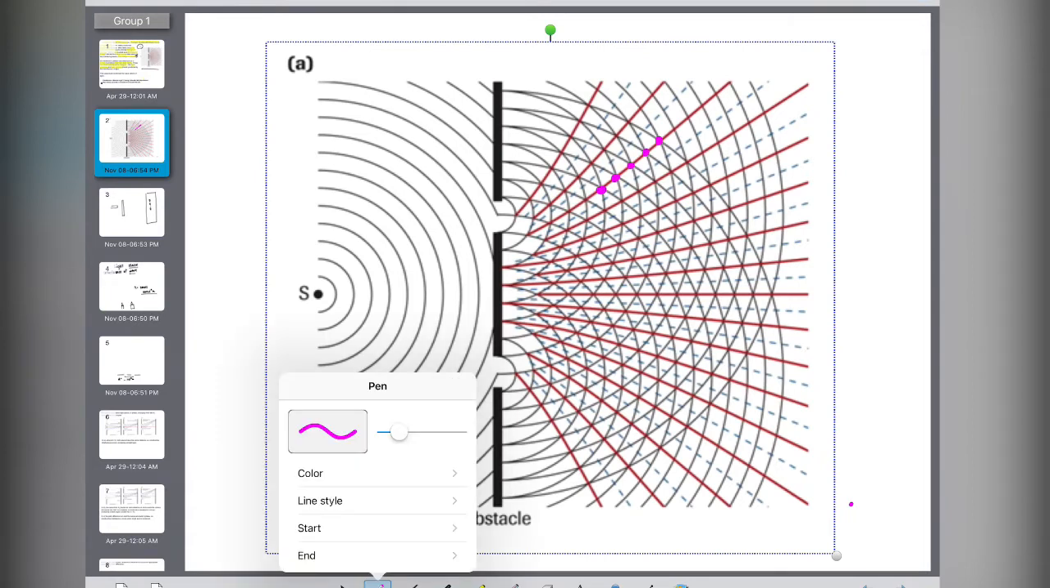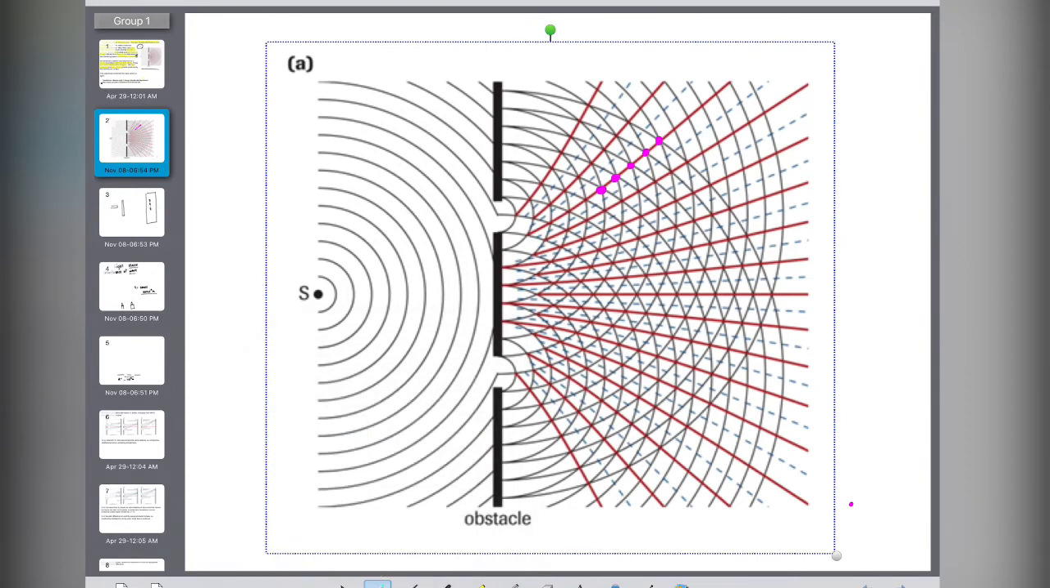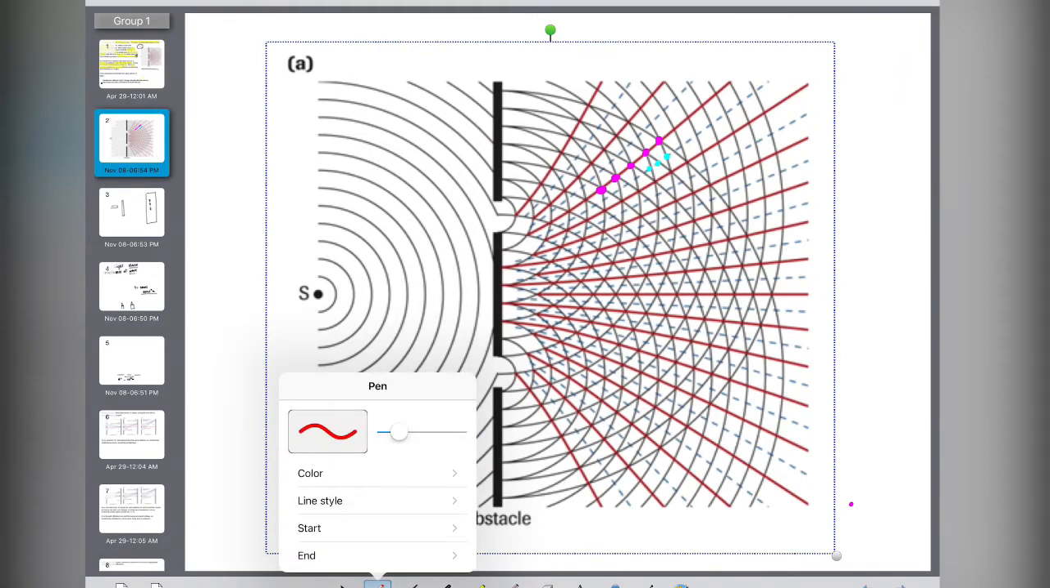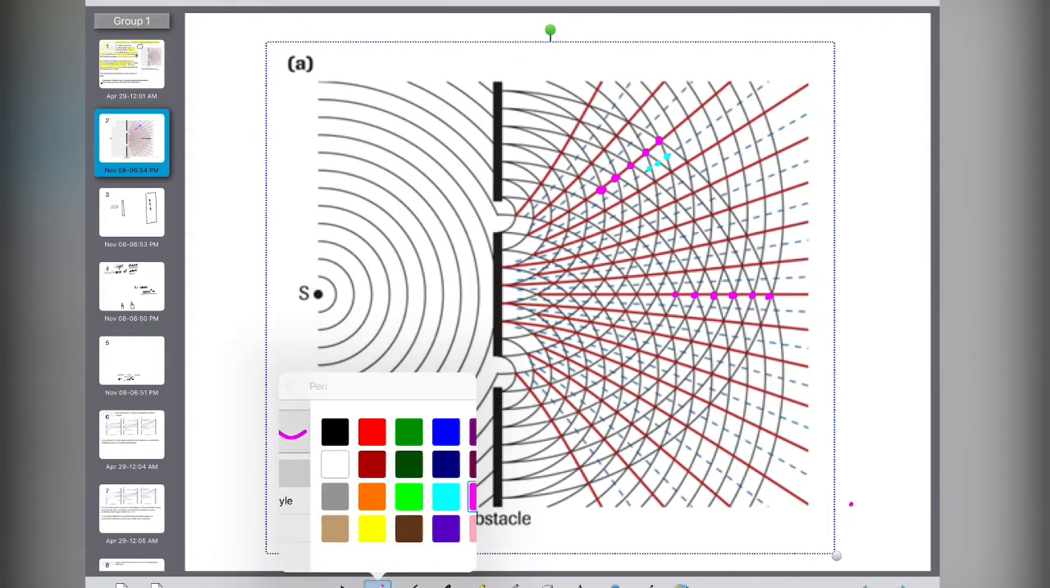Let's make it a little blue. A nodal line happens with a crest and a trough. So these are the nodal lines. And in the middle, we have the bright line. Those are the pink. So these are the bright lines, and then there are the nodal lines right beside them.